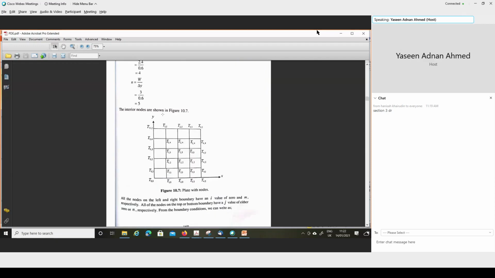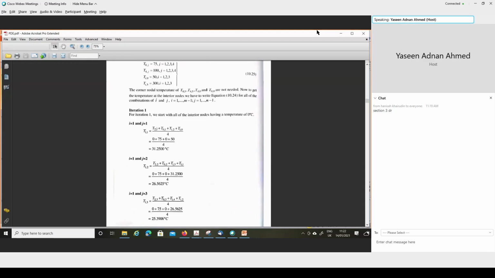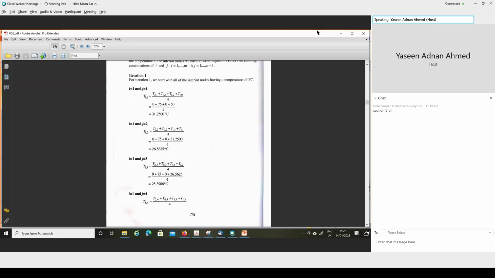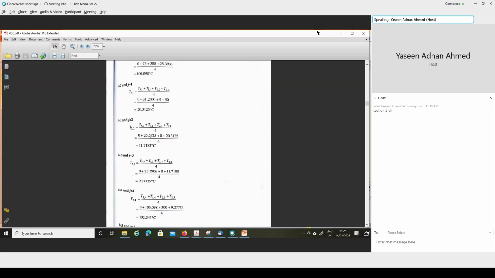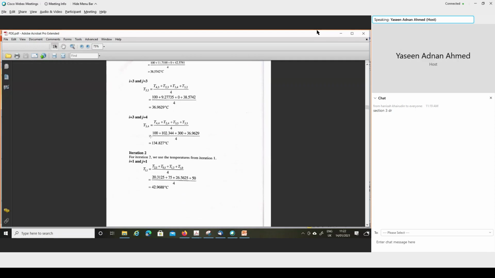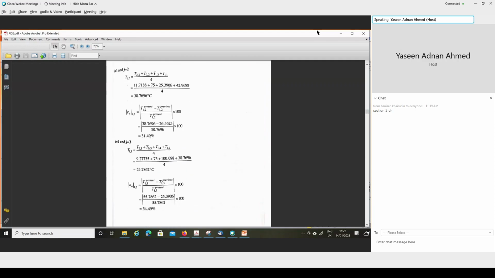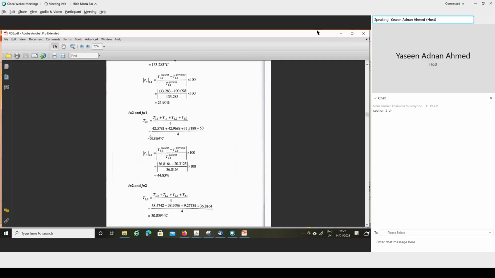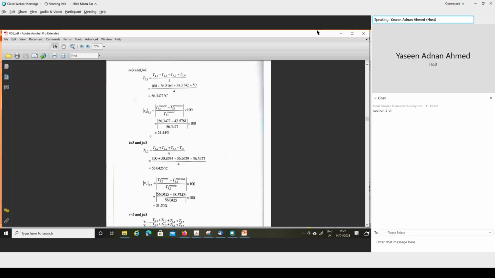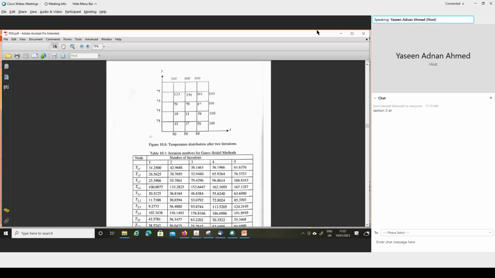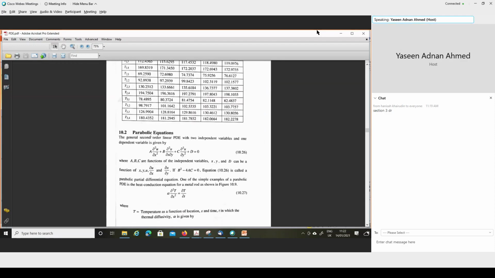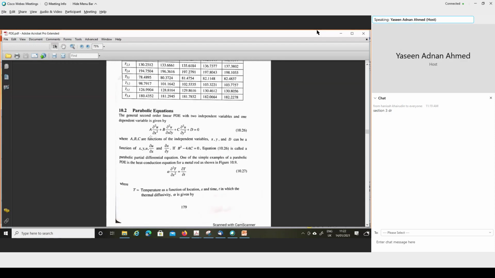And this is iteration. Initially, if the values are not available, we consider them as 0, and we always use the latest available value. Please spend some time and you will understand what I am saying here. So this is the iteration technique. If you do the iteration a couple of times, you will get refined results. Next is the parabolic equation.